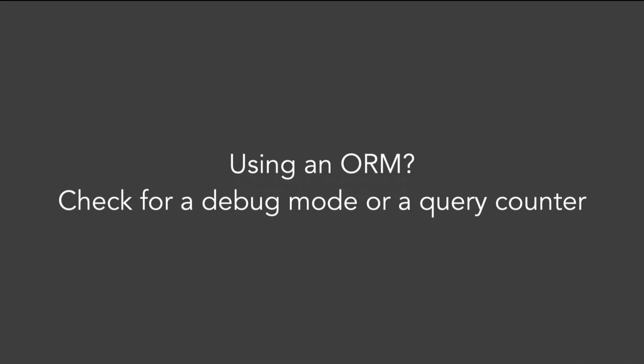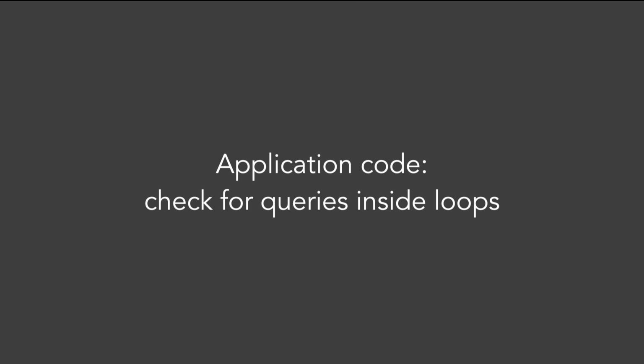If you're using an ORM, check whether it has a debug mode or a query counter. Most of them do. You can turn it on, load a page, and count how many queries ran. In the application code itself, the quickest check is to search for database calls inside loops. That's not always a problem, and sometimes it's unavoidable, but it's a good signal. Anytime you're querying the database inside a for loop, it's worth thinking about whether that could be collapsed into a join or a batched query.